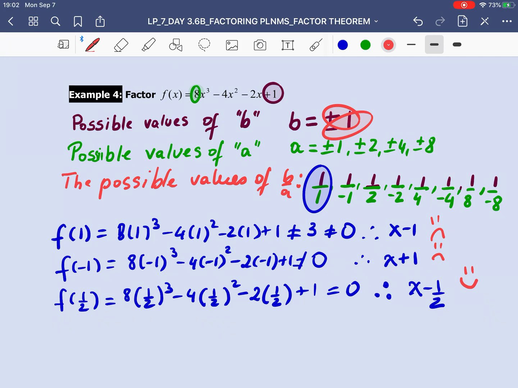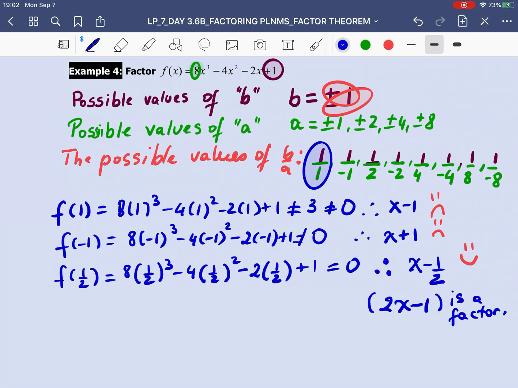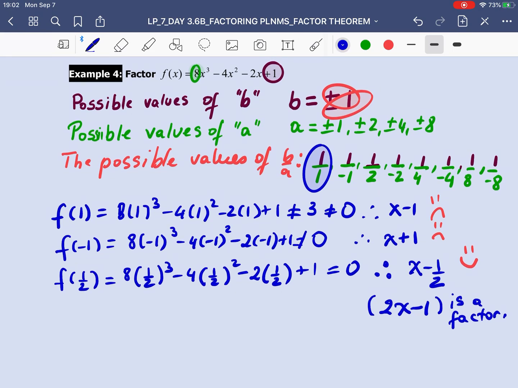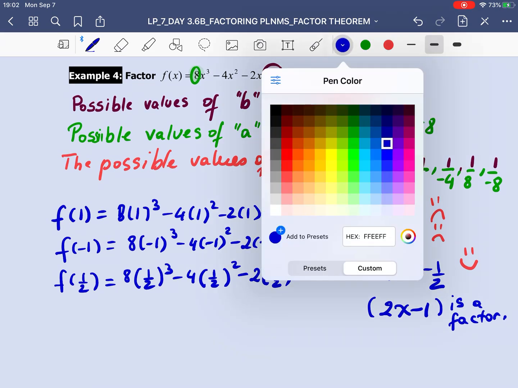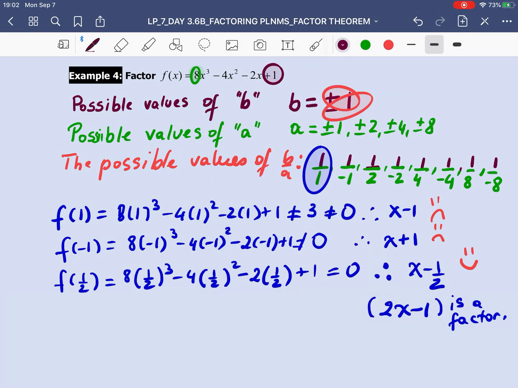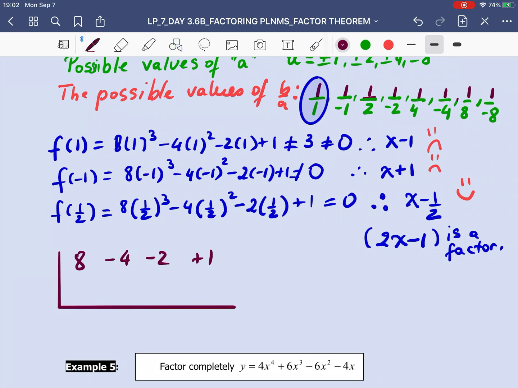But we don't want to write the factor with fractions ever. So we're going to say that 2x minus 1 is a factor. And once we found the first factor, we're going to go ahead and divide the polynomial by 2x minus 1. We're going to use synthetic division. And we have 8 as our first term, negative 4, negative 2, and positive 1. Here goes our little half rectangle.